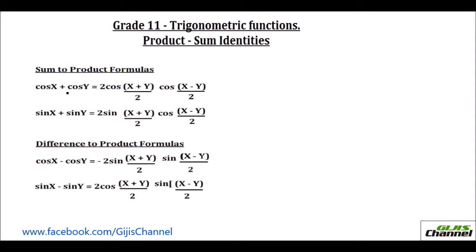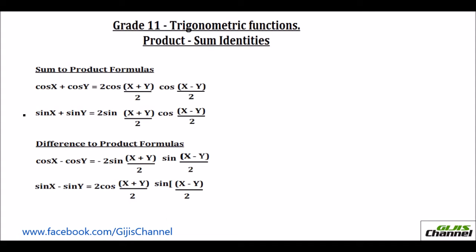Okay. Now the difference to product formulae. Here you have cos x minus cos y, which is equal to minus 2 sine((x plus y) over 2) times sine((x minus y) over 2). And the fourth one is sine x minus sine y, where you have the formula as 2 cos((x plus y) over 2) times sine((x minus y) over 2).